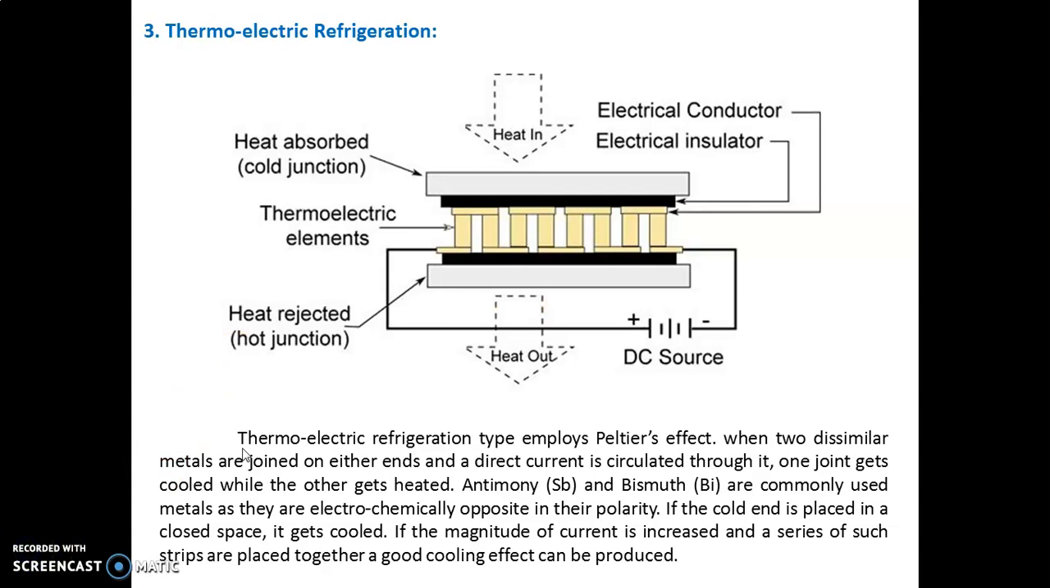So students, antimony and bismuth are commonly used metals, electrochemically deposited in their polarities. If the cold end is placed in a closed space, it gets cooled. If the magnitude of the current is increased and a series of such strips are pressed together, a good cooling effect can be produced. It is a very simple technique used for small applications like water cooling as well as small area or space cooling. So thermoelectric refrigeration works on the Peltier effect.